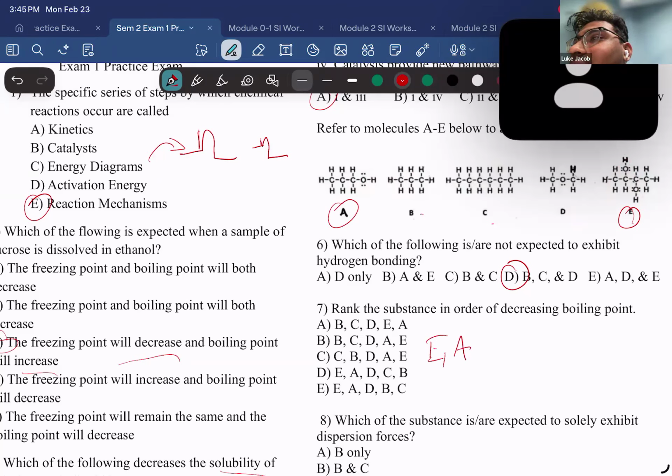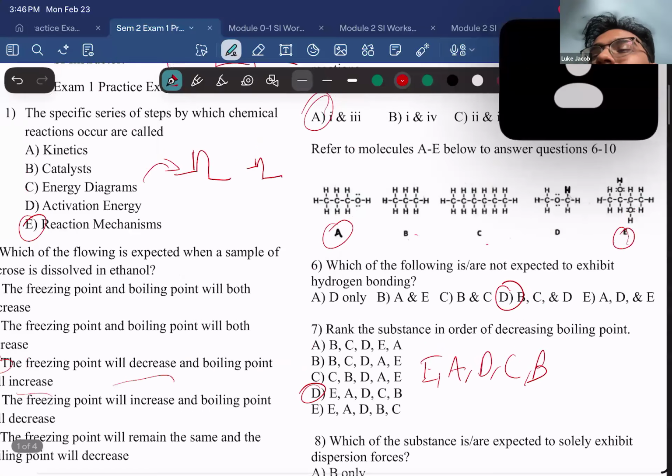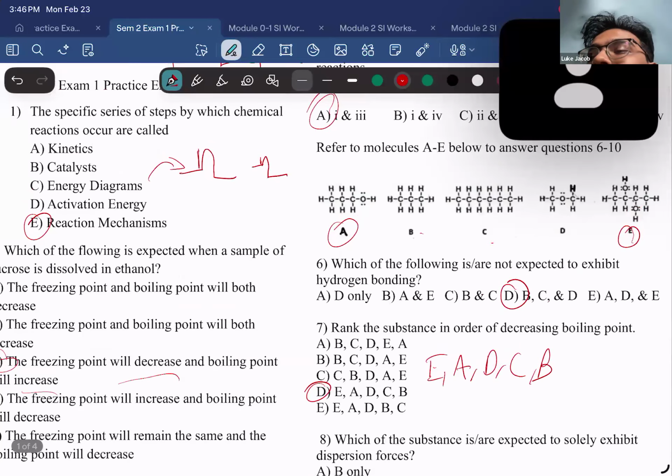Then D would probably be next because D has a dipole. And then the last thing is that C and B are competing with dispersion forces, and we see that C has more dispersion forces than B. So that's how you do that question. So it'd be D. All I did there was identify the intermolecular forces and compare them based off of the level of intermolecular forces. We see that E has more sites of hydrogen bonding than A does.